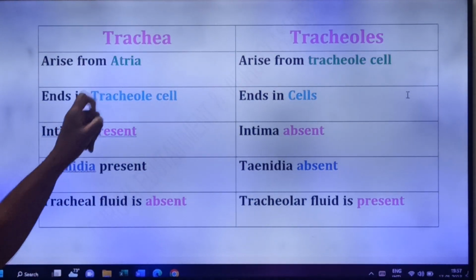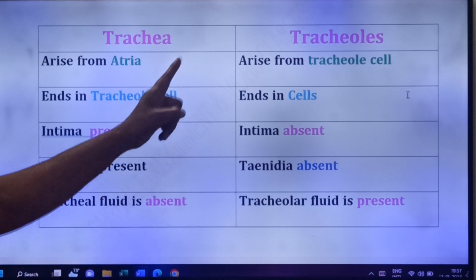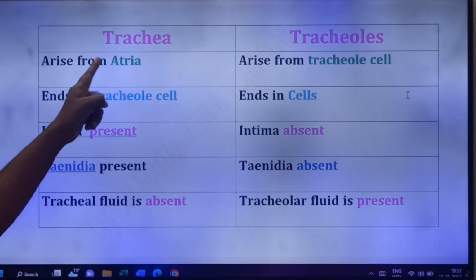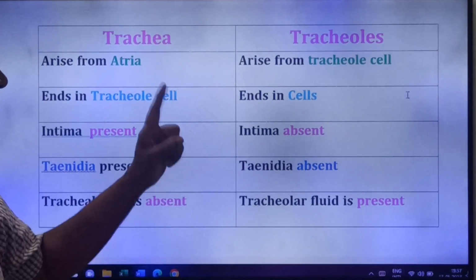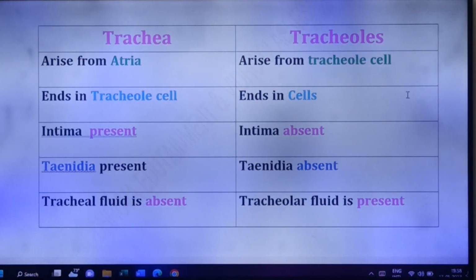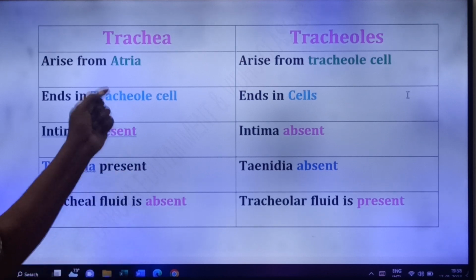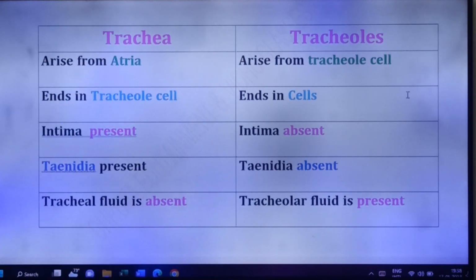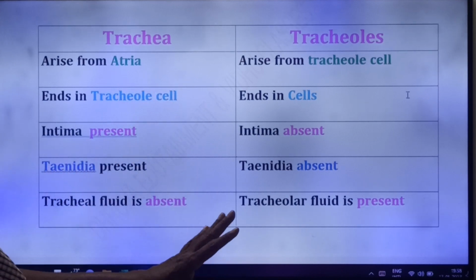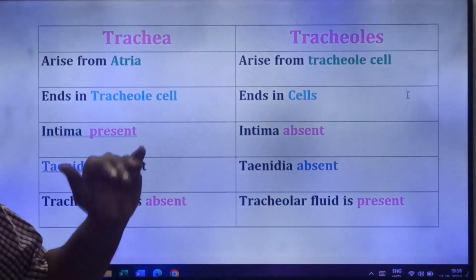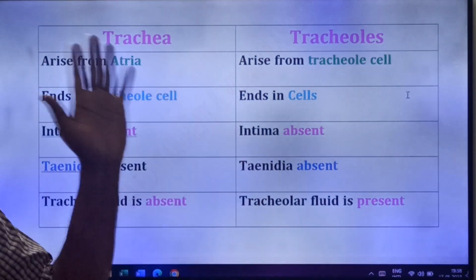Intima is present in the trachea. Intima is absent in the tracheoles. Tenidia are present in the trachea. Tenidia are absent in the tracheoles. See, friends, tracheolar fluid is absent in the trachea. Tracheolar fluid is present in the tracheoles. Friends, this is very, very important, the difference between trachea and the tracheoles. If you know this, you can write about trachea and tracheoles, friends.